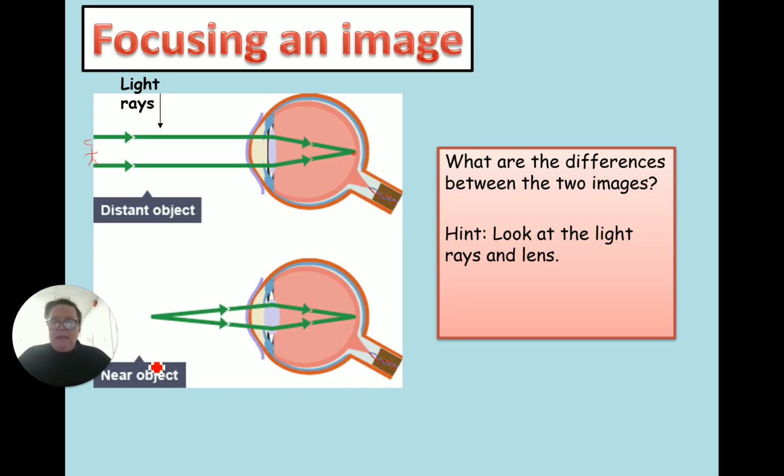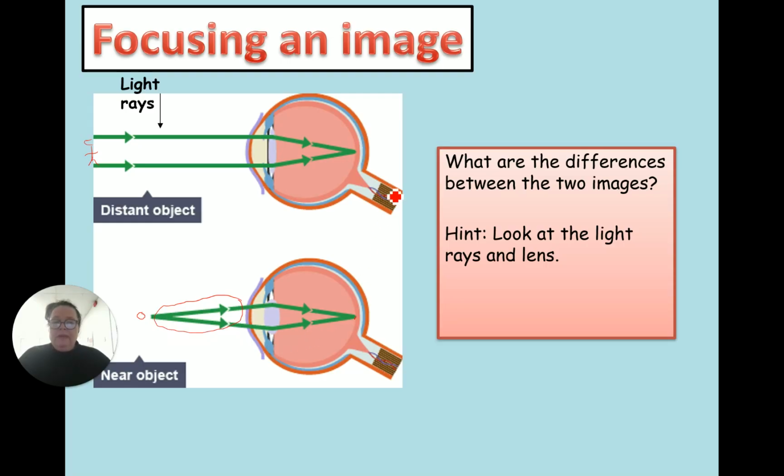Now, if we're looking at something near, it's slightly different. So let's imagine, what can we be looking at? I don't know. We're looking at a button. So it's close up, it's in our hand, and we're looking at this small object. The light rays, if you look, they're not parallel. They start at this single point, they diverge or go outwards, they hit the lens, and they're still focused on the retina, but it's this bit that is different for a near object.